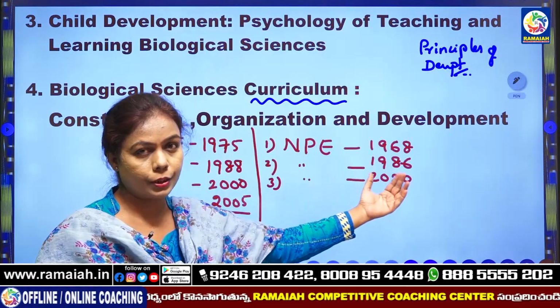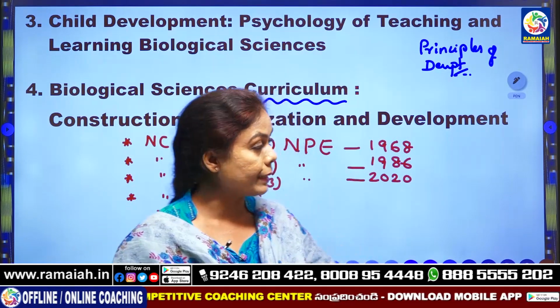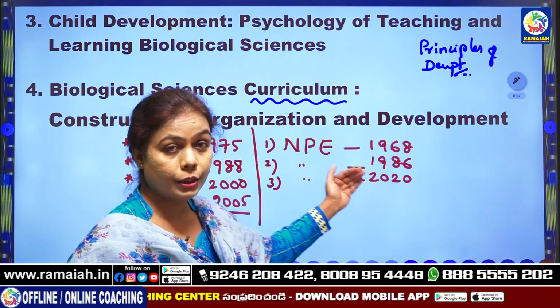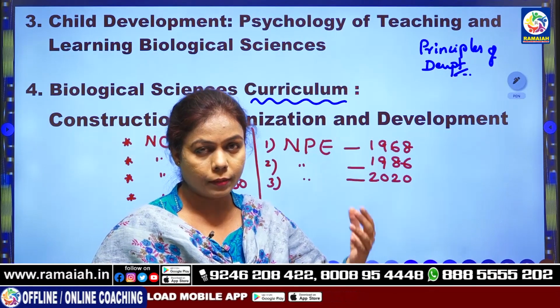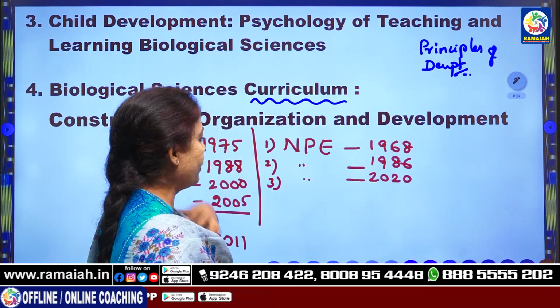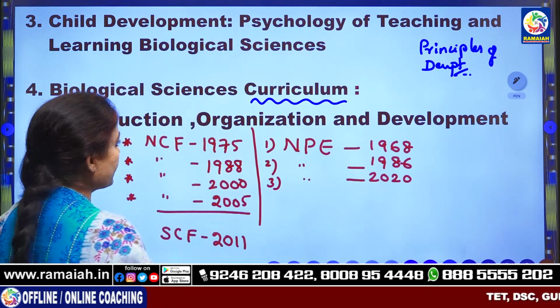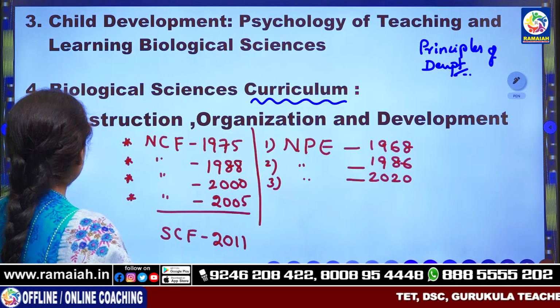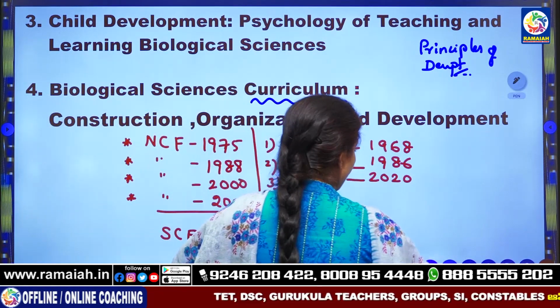National Policy on Education 2020 was recently launched by our central government. That's why the recommendations of National Education Policy 2020 are most important for all competitive exams, including Gurukul and also DSC. So we can definitely expect 6 to 7 questions from this unit. Is it clear about the 4th unit? This is about our curriculum.